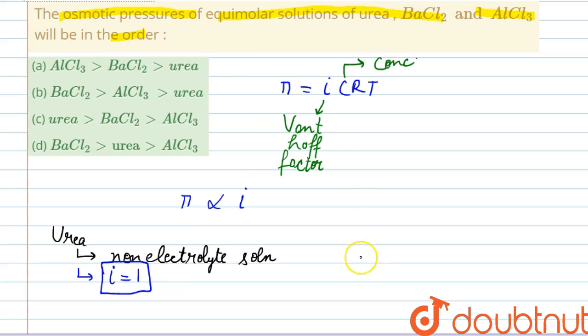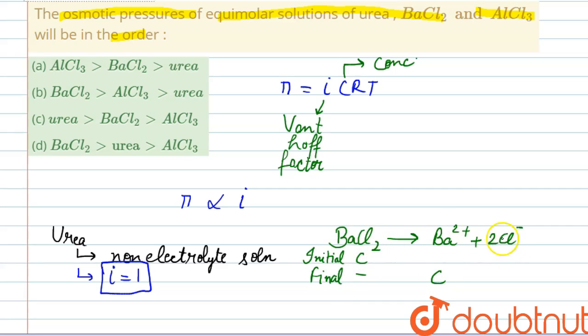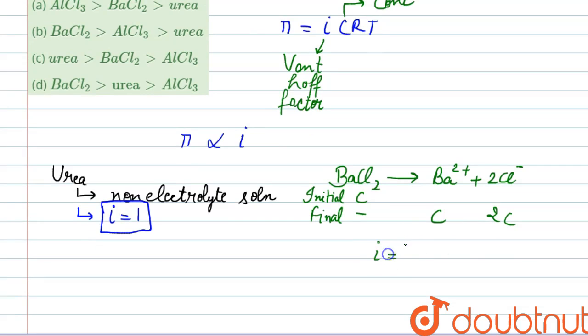Now the second case is BaCl2. Let us suppose that it undergoes complete dissociation. It will give rise to Ba2+ and 2Cl-. If initially there are C moles of BaCl2, then finally it will dissociate into C moles of Ba2+, and for 1 mole of BaCl2, 2 moles of Cl- ions are formed, so for C moles it will be 2C. Now we have to calculate the value of i, the van't Hoff factor. This equals the ratio of final number of moles divided by initial number of moles. Final moles are C plus 2C, that is 3C, and initial is C. So the value of i is 3 for BaCl2.